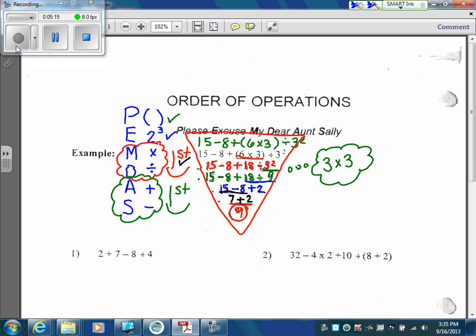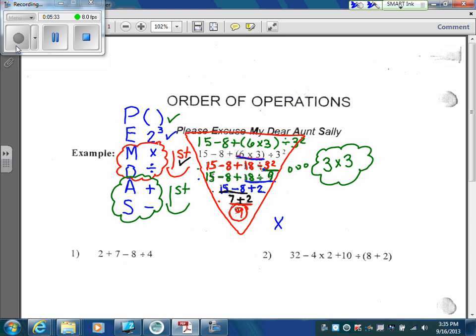The last thing we're going to do is look at what processes we did along the way. If you go back to the first step here, what's the operation? Remember, parentheses are not operations. It's what's happening inside. Well, we multiplied. That was our first step.